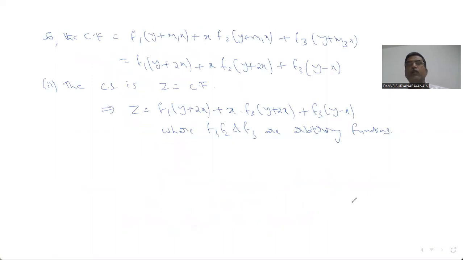Then, as per the procedure, the complementary function corresponding to equal roots m1, m1 is some function of y plus m1 x plus x into some other function of y plus m1 x, plus, corresponding to the third root, f3 of y plus m3 x. Now substitute m1 equal to m2 equal to 2 and m3 equal to minus 1. So the complete solution is z equal to CF, so z equal to f1 of y plus 2x plus x into f2 of y plus 2x plus f3 of y minus x, where f1, f2 and f3 are arbitrary functions.